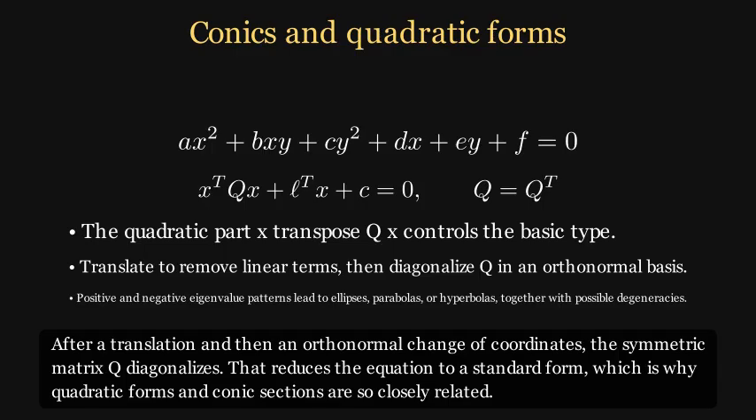After a translation and then an orthonormal change of coordinates, the symmetric matrix Q diagonalizes. That reduces the equation to a standard form, which is why quadratic forms and conic sections are so closely related.